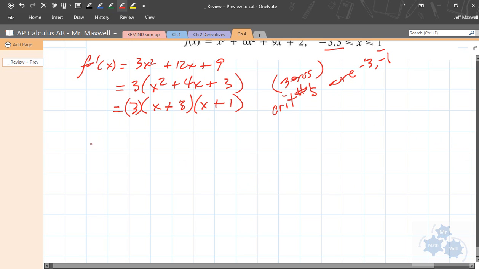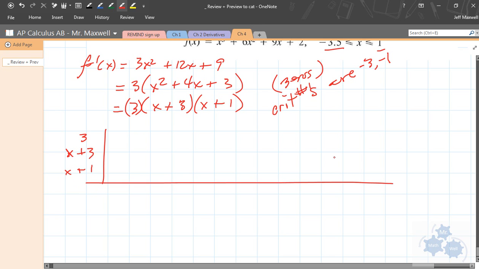Okay, so let's do our sign analysis. So let's include 3 because it's a factor. And x plus 3, x plus 1. And I just want to show you here, because you don't have to do sign analysis for this, but I just want to show you, and if you've started this already, great. If you don't want to copy this down, I don't care.